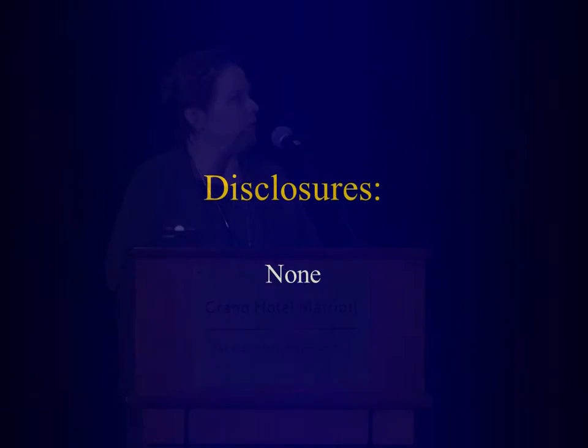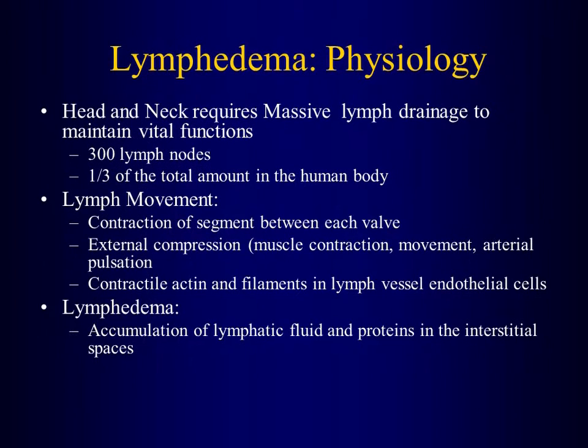I had to choose, and I chose two specific areas to discuss today. We're going to be talking about the soft tissue complications, and then once I finish discussing the soft tissue complications, I'll be talking about the oral complications of head and neck cancer therapy. No disclosures for this work. So what we're going to start with is talking about lymphedema and fibrosis.